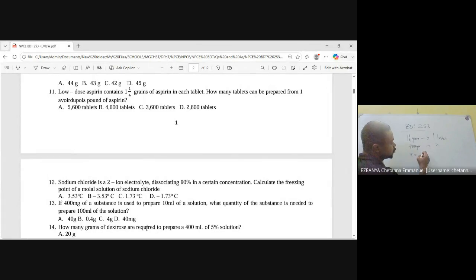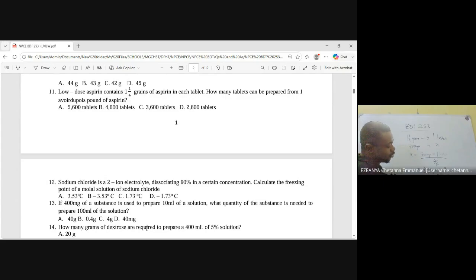And this becomes 7,000 grain times 1 tablet, all over 1/4. Of course, 1/4 is certain as saying 4 times 1 is 4, that plus 1 is 5/4. Divide by 5/4. Remember your rule of fraction. This will come up. This becomes 7,000 grains times 4 over what? 5. Simple. Multiply this by 4 and divide by 5.